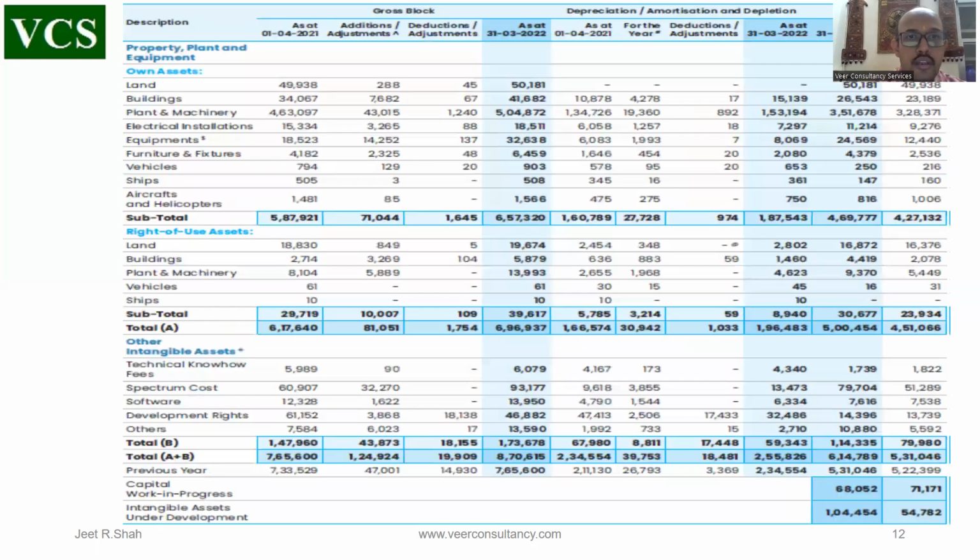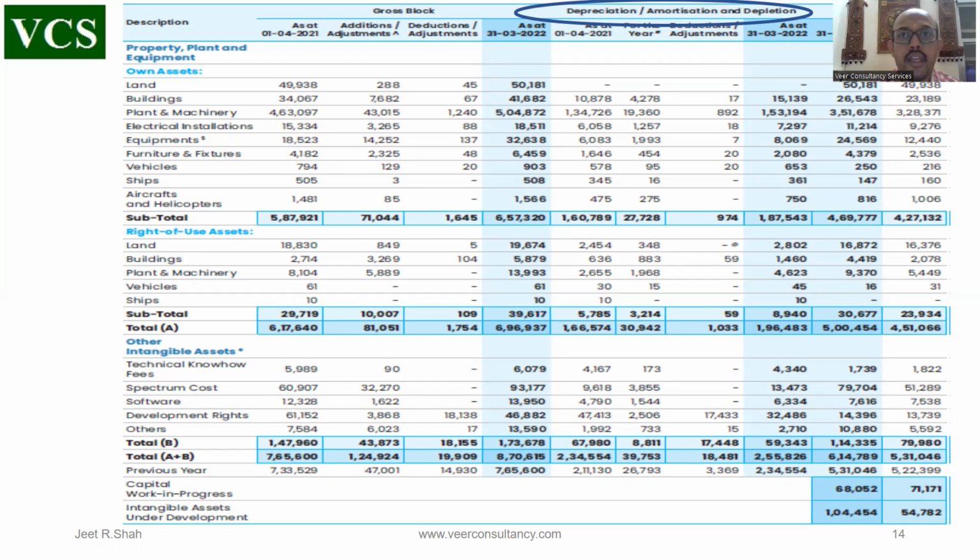Let's come to the critical part of it. Over here, you can see the property, plant, and equipment. This is the schedule of that. So there are three parts to it majorly. The first is the gross block. So what is the gross block? Gross block is basically the cost of all the assets that you have bought and which are still in your balance sheet. You are still using it. So this is the gross block that we have over here.